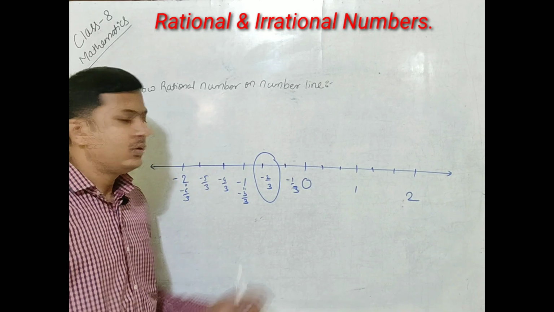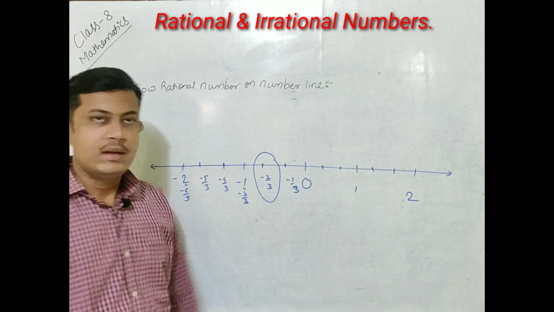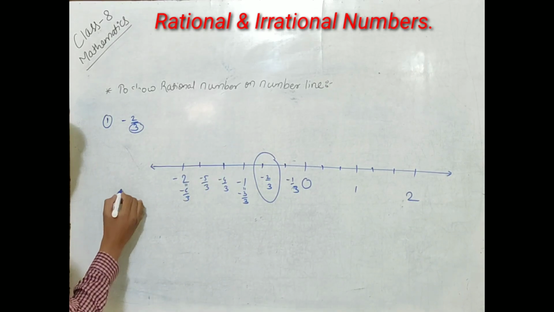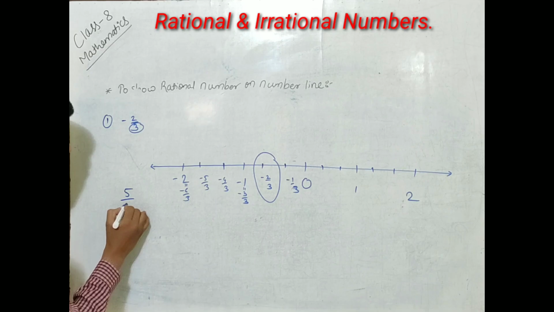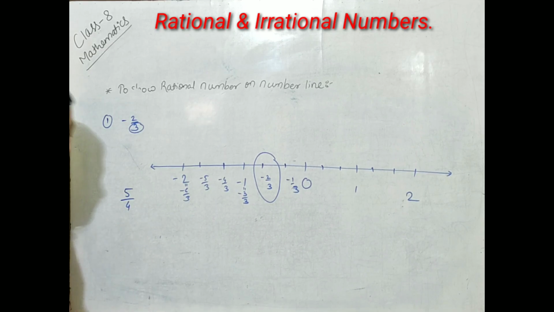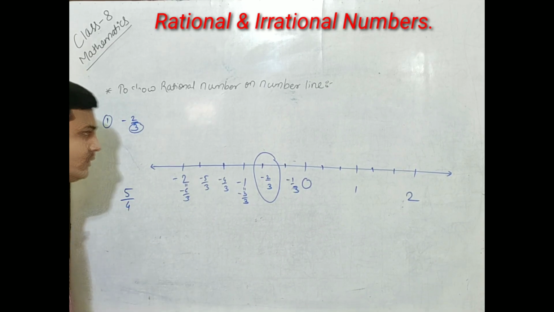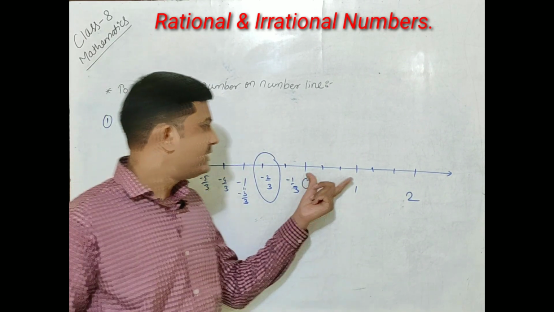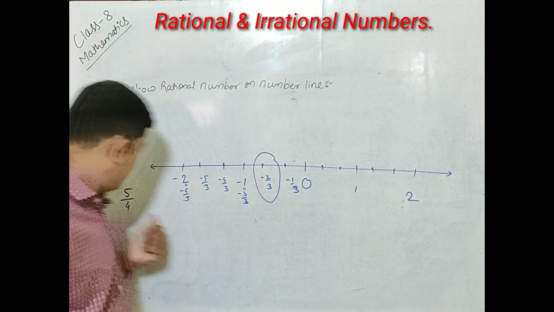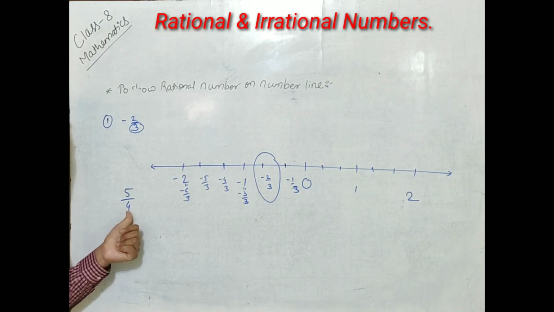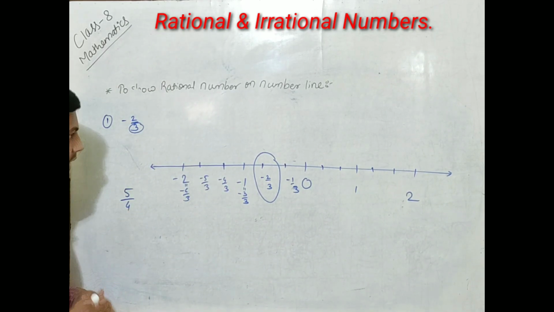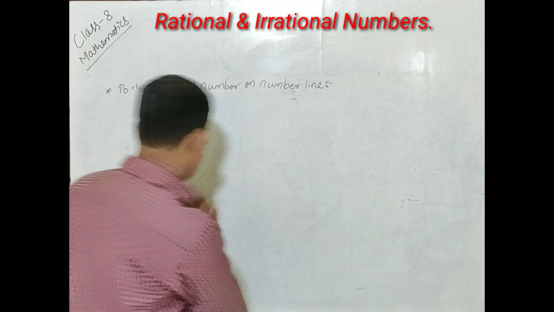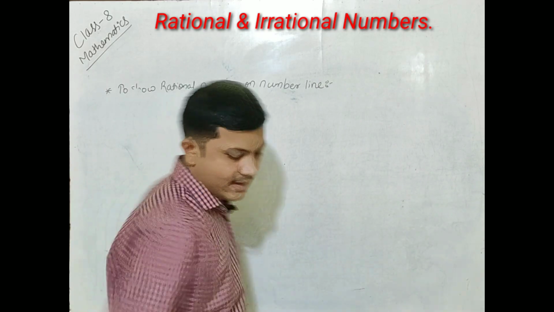It is very easy to plot rational numbers on a number line. If such a question is asked, plot 5 upon 4 on the number line, positive, means what? Each unit after the 0 should be divided into, denominator is 4, so 4 equal parts. In this way we can plot a rational number on a number line.